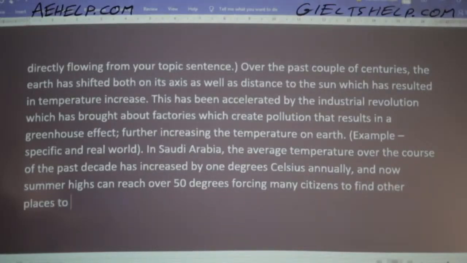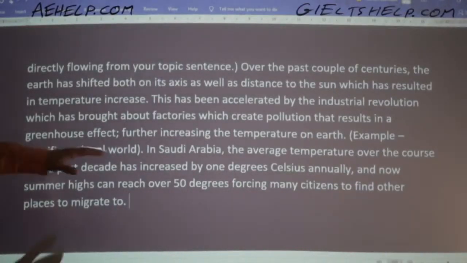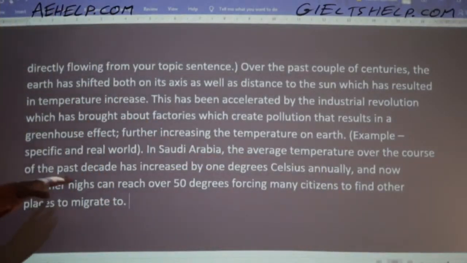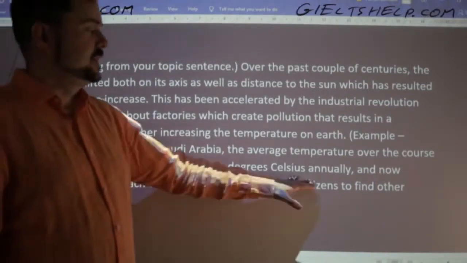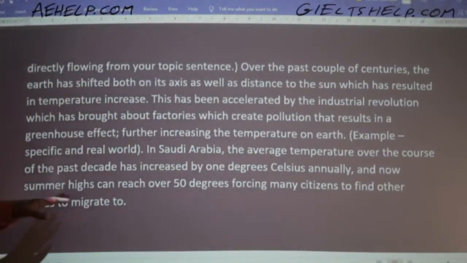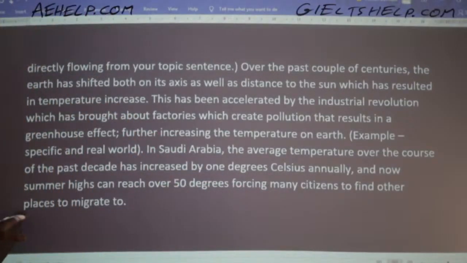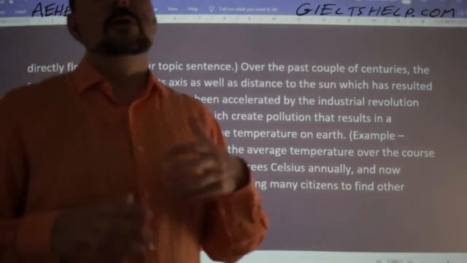Okay, so I'm just kind of coming up with this, but you could use any country that's kind of an equatorial climate. In Saudi Arabia, the average temperature over the course of the past decade has increased by 1 degree Celsius annually, and now summer highs can reach over 50 degrees, forcing many citizens to find other places to migrate to. Okay? All right. So go ahead and write your example.